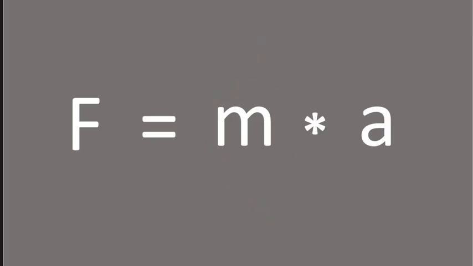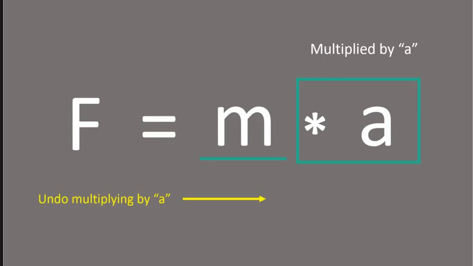Well, since we're finding the mass, in the equation we want to have m, or mass, all by itself. So we look to see what's happening to m in the equation. We see that m is being multiplied by a. So the next step is to undo or reverse that process. So how do we undo being multiplied by a? Well, we do the opposite of that, and that is to divide by a.